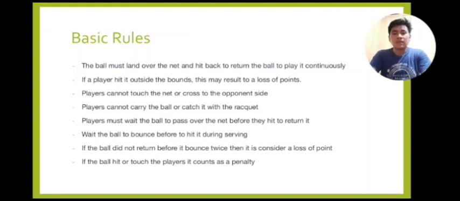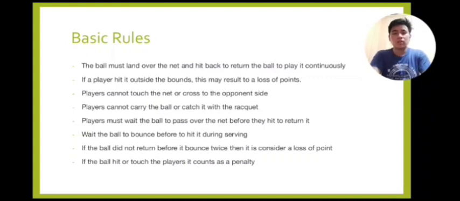Meaning, if the ball bounces outside the bounds, they're going to be losing points. But if the ball is actually hitting the line of bounds, then it's still counting. Next, a player cannot touch the net or cross to the opponent's side, and also they cannot carry the ball unless they are serving, and they are not allowed to catch it with the racket.